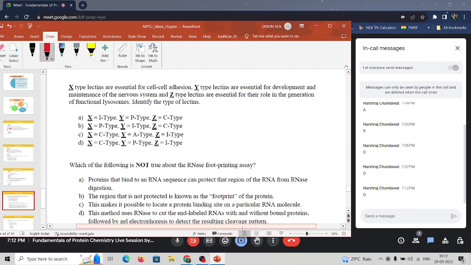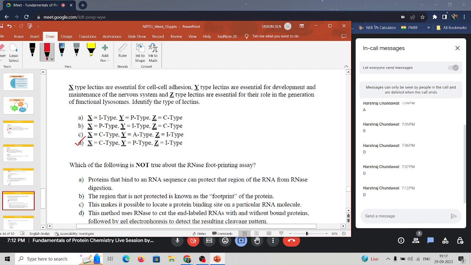So for cell-cell adhesion, because you have the calcium playing an important role over here, you have the cadherins that become activated in the presence of calcium. So X is your C type. Then Z becomes your I type, where you have the lectins that play different roles in the generation of your lysosomes. But for A or P, you would see that Y type of lectins, that is the P type of lectins, are basically important for the development and the maintenance of your nervous system.